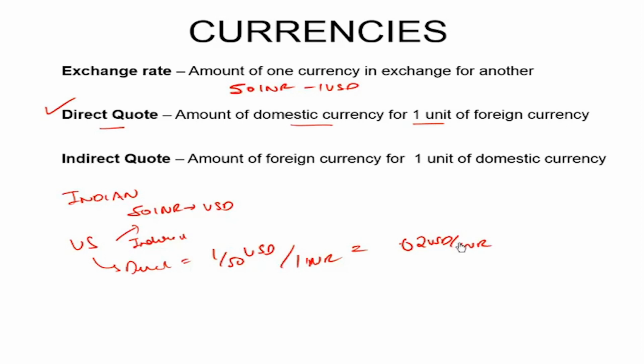So as a general rule of thumb, become a US citizen, since it's a US based exam. So domestic generally means US. So be a US citizen and bring everything in your direct quote. That is amount of USD per INR. If USD is not in the question, then be a citizen of any one country you can choose and bring everything in your direct quote. Direct is the amount of domestic currency for 1 unit of the foreign currency.